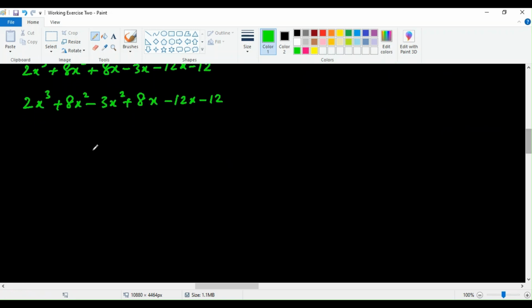Then moving on to the next step to calculate, 8 minus 3 is giving us a plus 5x squared, and minus 12 plus 8 is going to give us a minus 4x and minus 12 as the final answer for this question.